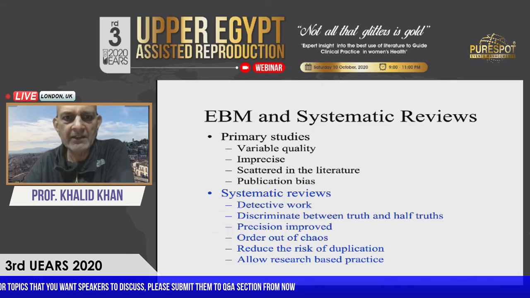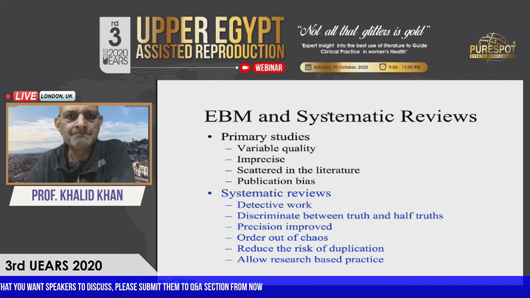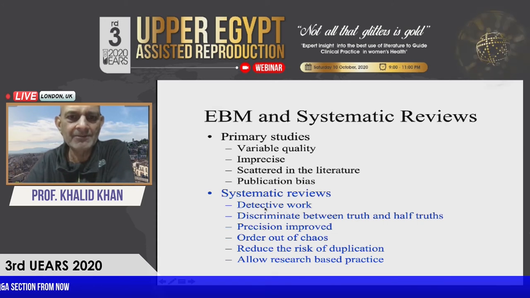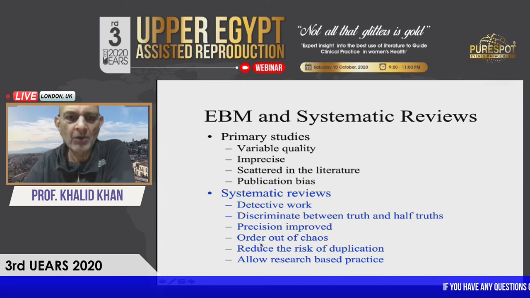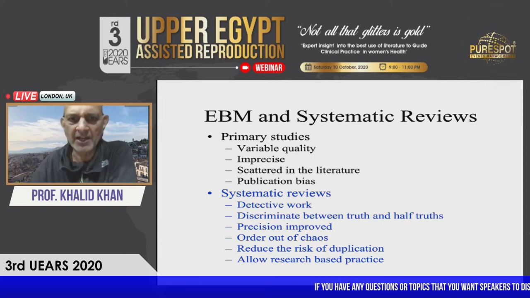So with this, I'd like to summarize that systematic reviews allow reviewers to evaluate the primary studies for their value. And through this type of detective work, they are able to discriminate between truths and half-truths. And by creating this order out of chaos, they allow research to be taken forward for informing practice.